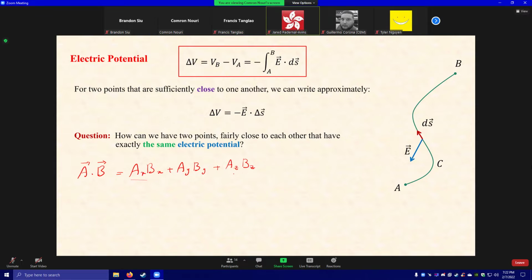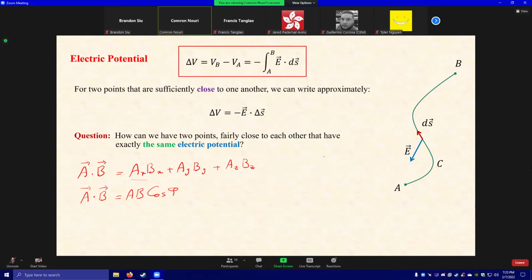But this is called the dot product in terms of components. But we have the original definition of the dot product. Can anybody remember that? A dot B is the magnitude of A times the magnitude of B times the cosine of the angle between them, right?